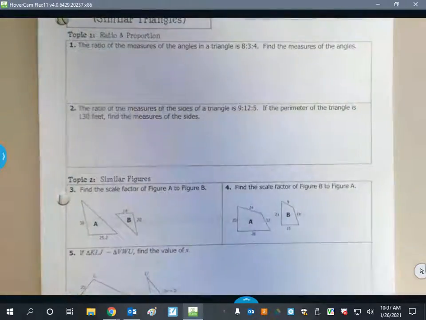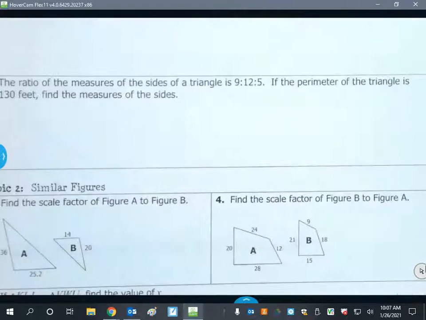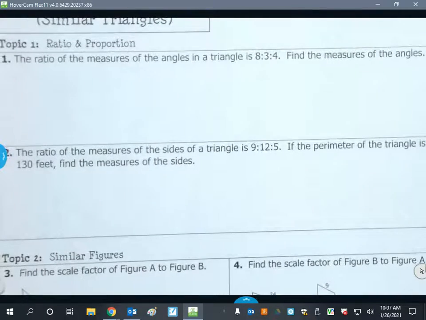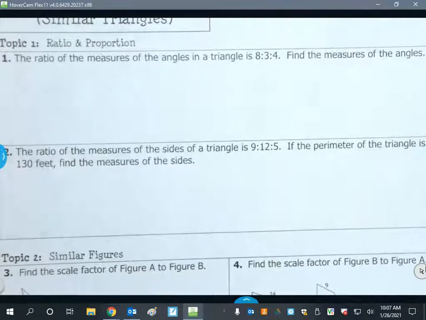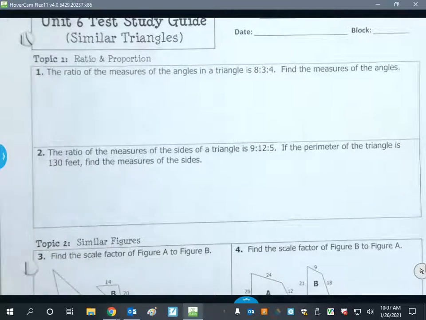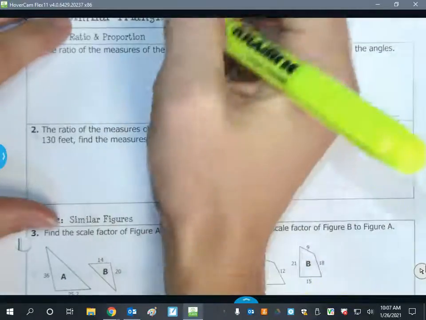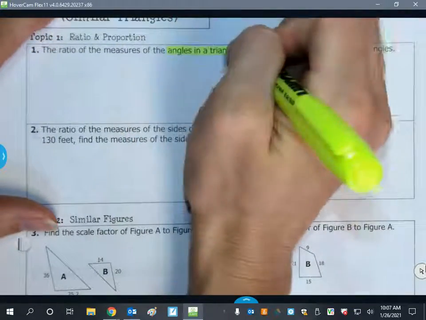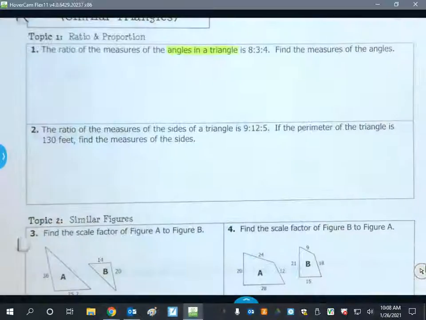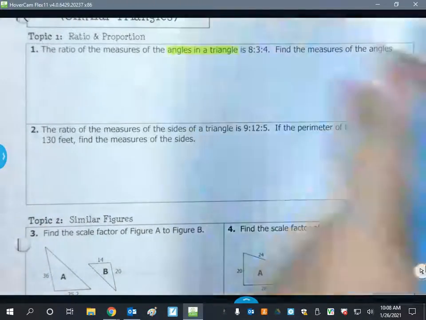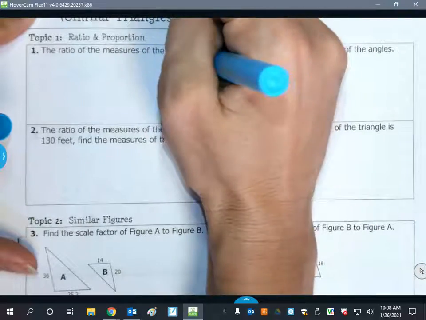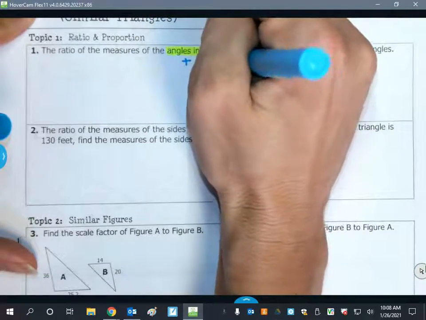So let's get started. This first question says, the ratio of the measures of the angles in a triangle is 8:3:4. Find the measures of the angle. Now, you remember that when we see those words angles in a triangle, we know that that means that all of the angles have to add up to equal 180.